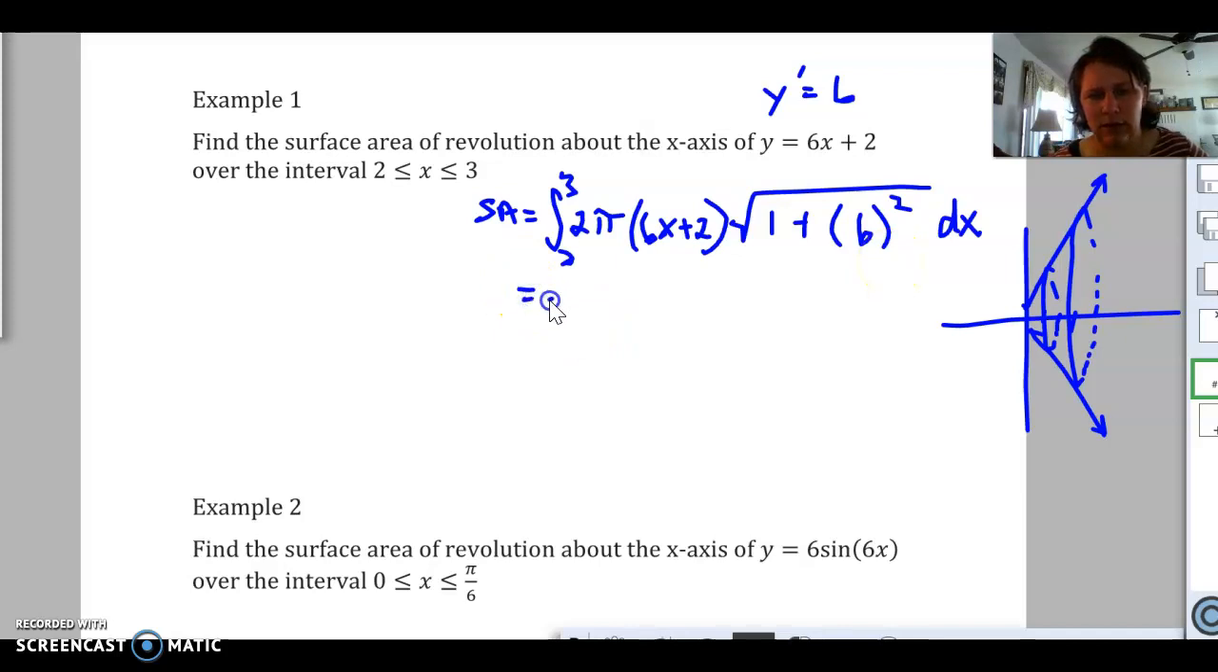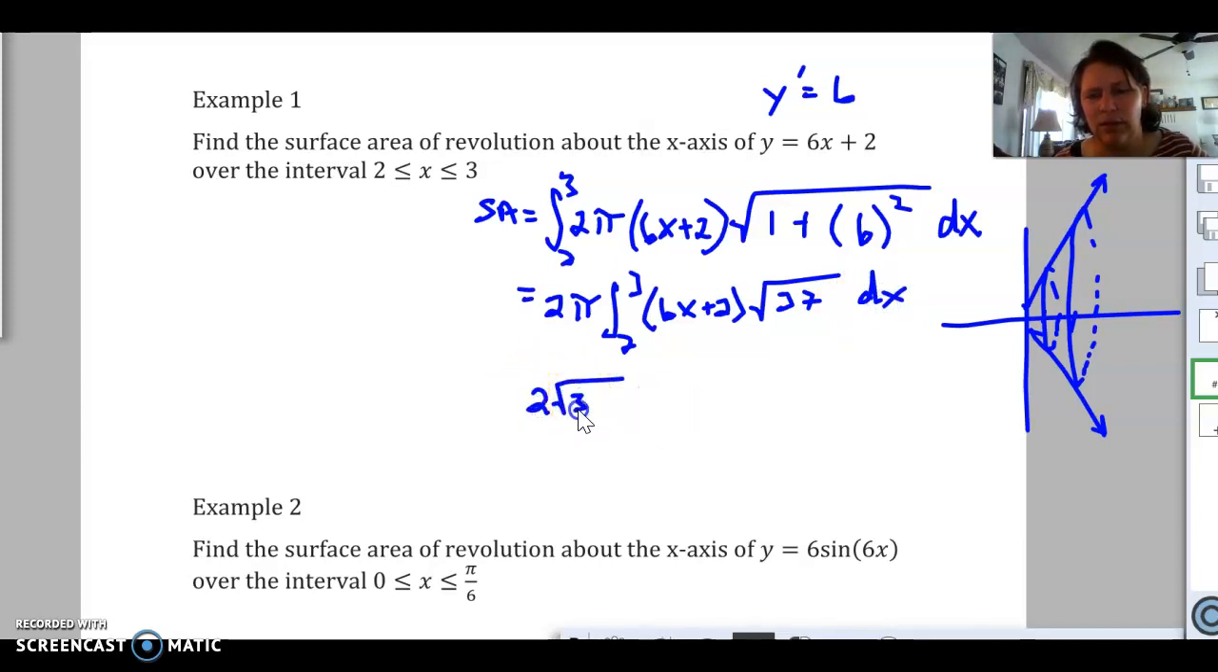Alright, so let's rewrite that. We can have 2 pi here. And then integral from 2 to 3. And then 6x plus 2. That's going to give us the square root of 37. That square root of 37 can actually be pulled out also. So we get the square root of 37 pi times the integral from 2 to 3 of 6x plus 2 dx. Now we can go ahead and integrate.